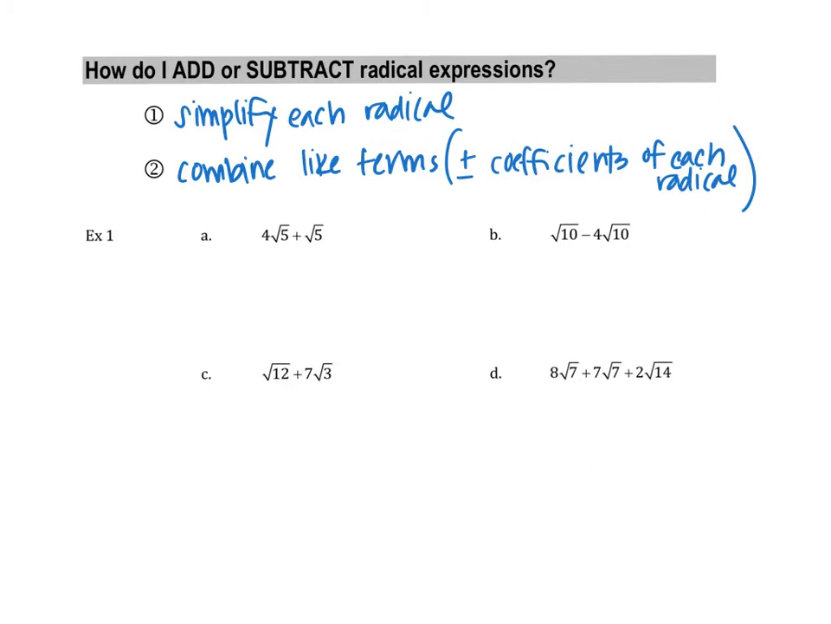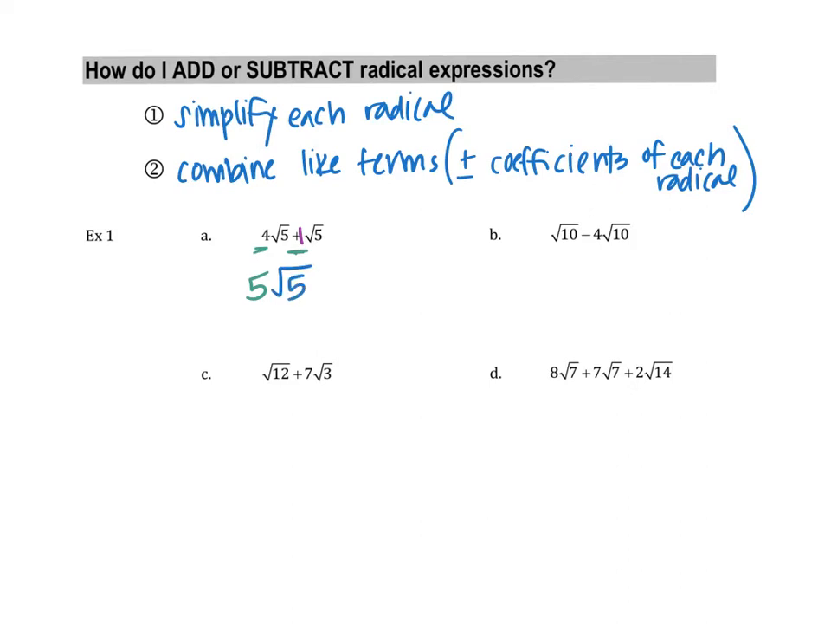So for A, I have 4 root 5 plus, and remember there's a coefficient of 1 in front. And so first thing we're going to do is, can I simplify each radical? And I know I cannot simplify square root of 5. So step 1 is done. So now we're going to combine our like terms. So what we're going to focus on is our coefficients out front. 4 plus 1 is 5. And then the radical stays the same. So it's going to be 5 root 5.